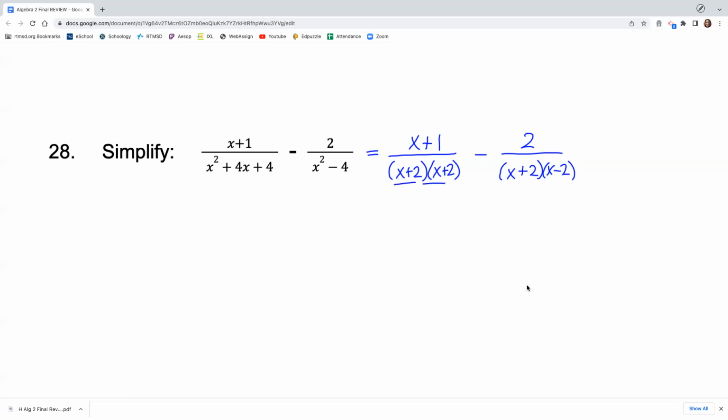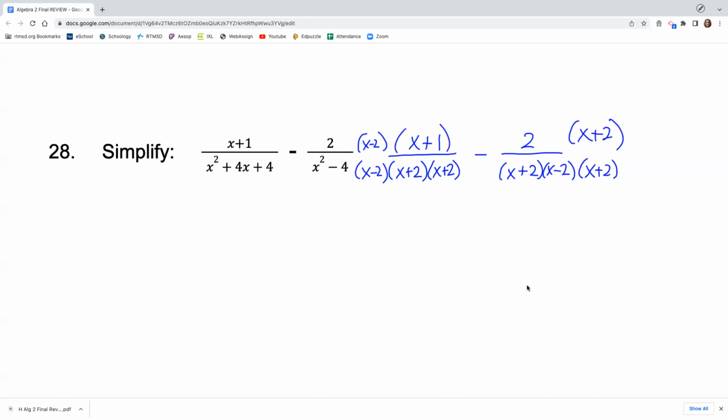This first one has two x plus 2's, whereas the second one has only one x plus 2 and an x minus 2. What we can do is just multiply the first fraction by x minus 2 and the second fraction by x plus 2, and then they'll all share the same stuff. So I'm going to take this first fraction, multiply everything by an x minus 2, and the second fraction, multiply everything by an x plus 2, and then they will share the same denominator components, two x plus 2's and one x minus 2.